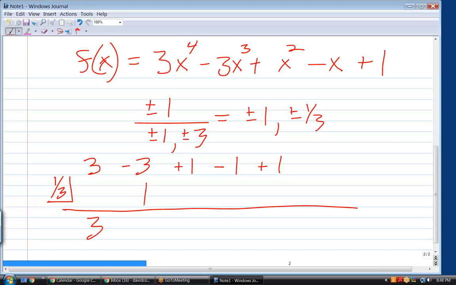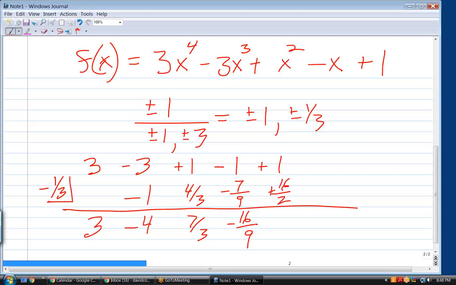1/3 times 3 is 1. Minus 2. Oh, yes, I did. That's what I had before. Sorry. Go back and try 1/3. Okay. Now that's minus 1. Minus 4. 4/3. 7/3. 7/9, minus 7/9, minus 16/9. Doesn't look like this is going to be it either. 16/27. No.